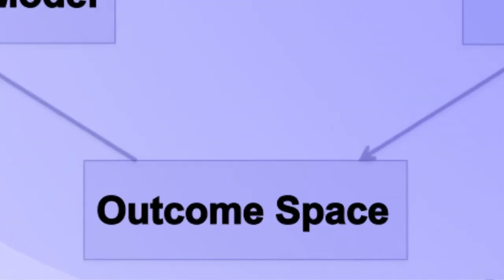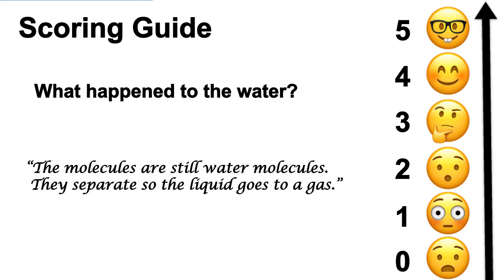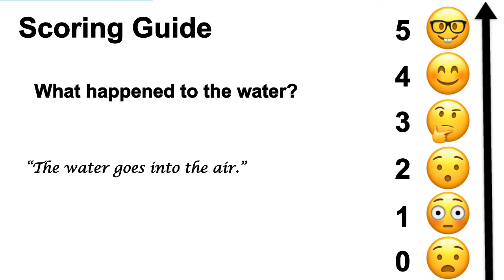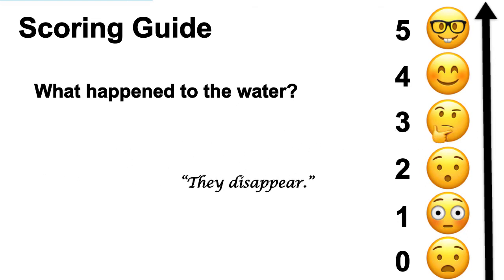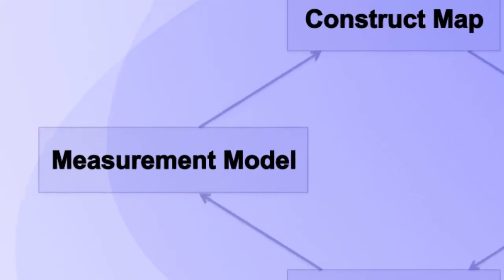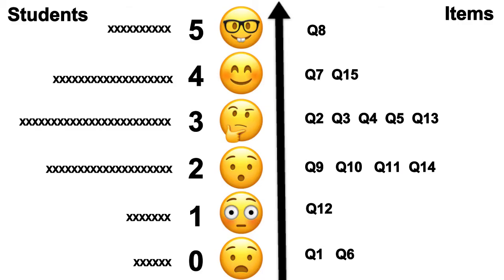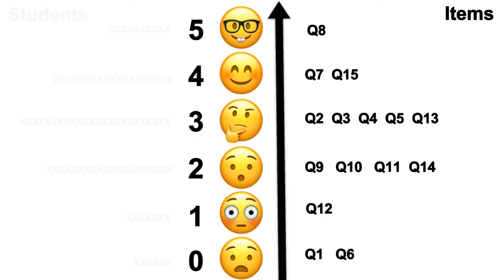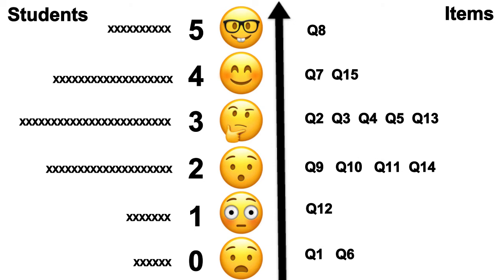Then there's the outcome space. It takes the form of a scoring guide or a rubric. It's a way of interpreting student responses and assigning them to a developmental level on the construct map. And fourth is the measurement model. The measurement model is a way to empirically calibrate construct map, items, scoring guides, and students to create more useful assessments.